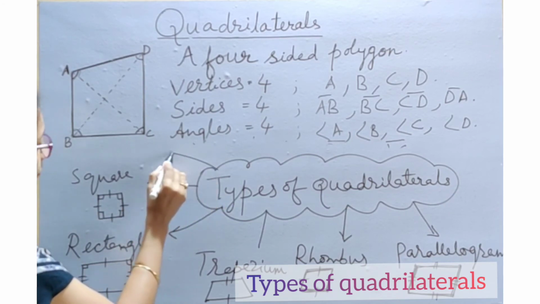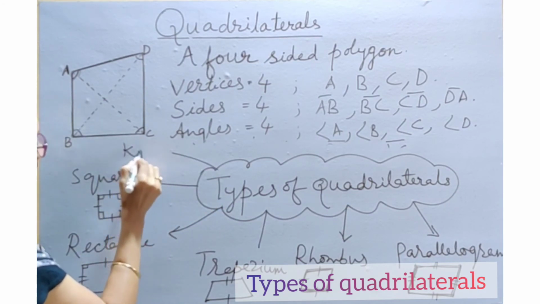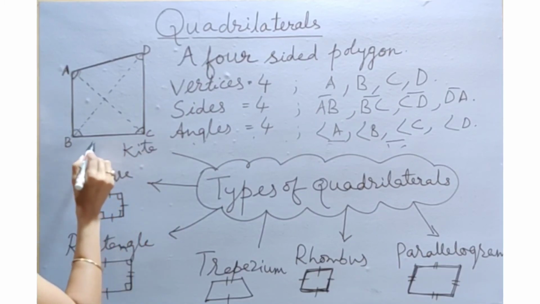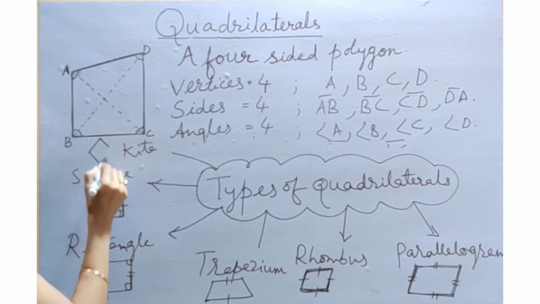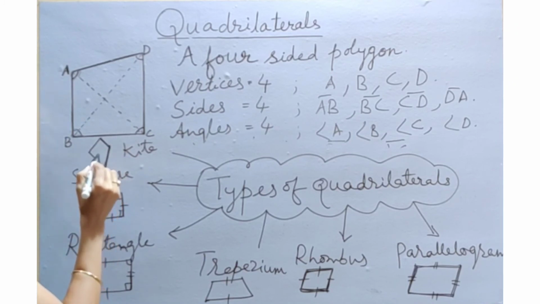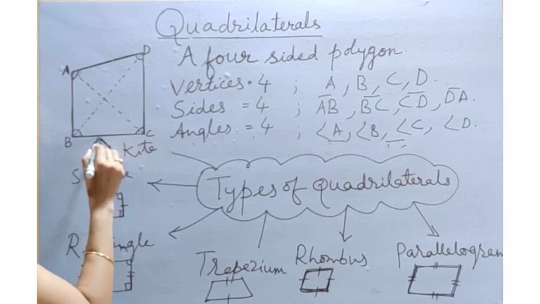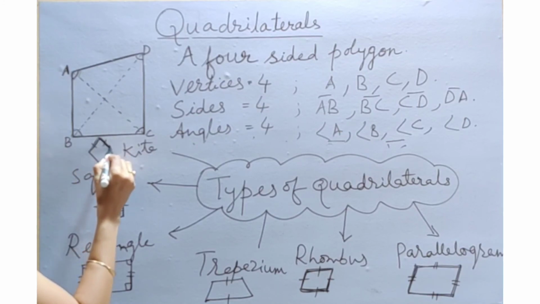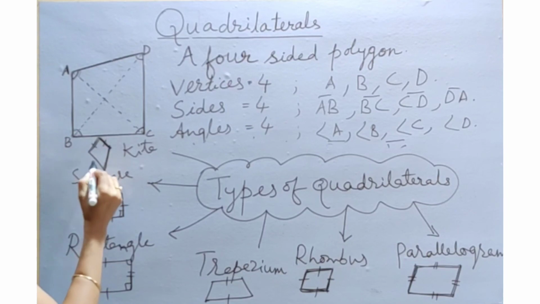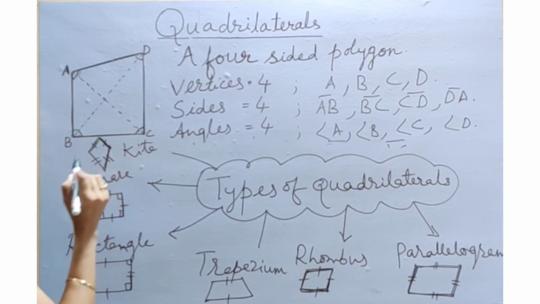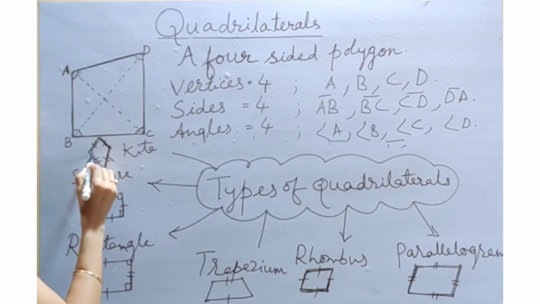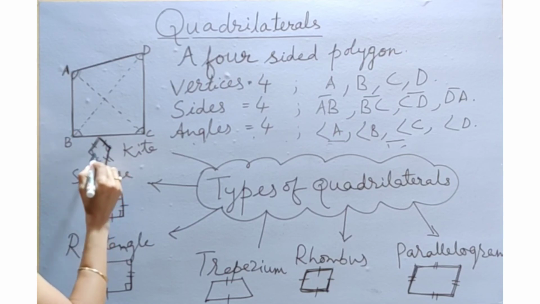Next we have kite. Now what is a kite? This is a kite-shaped quadrilateral. It has two pairs of adjacent sides. This is a pair of adjacent sides; this length is equal to this length. This is another pair of adjacent sides. And a pair of opposite angles are equal.